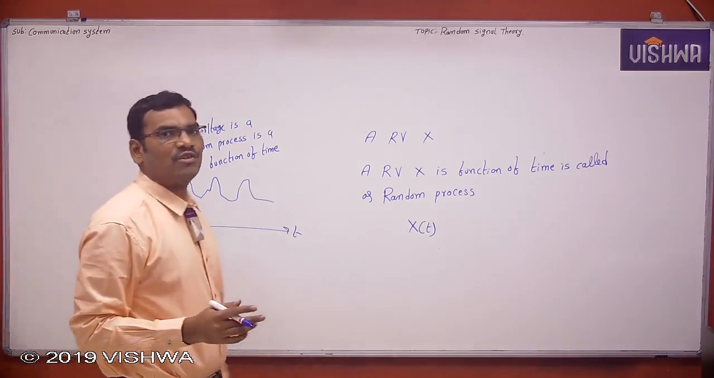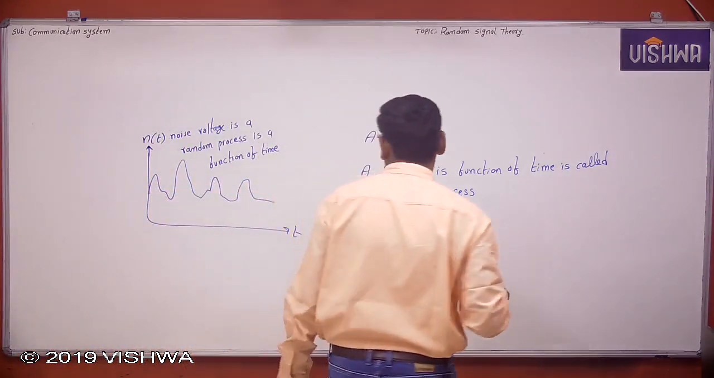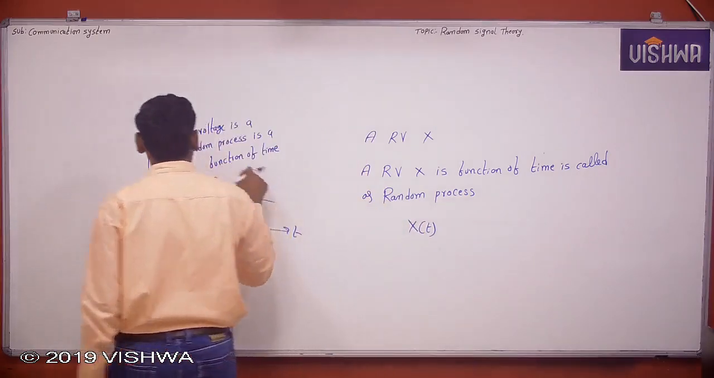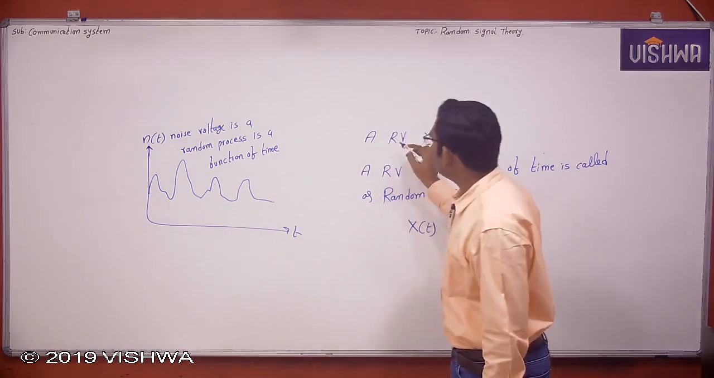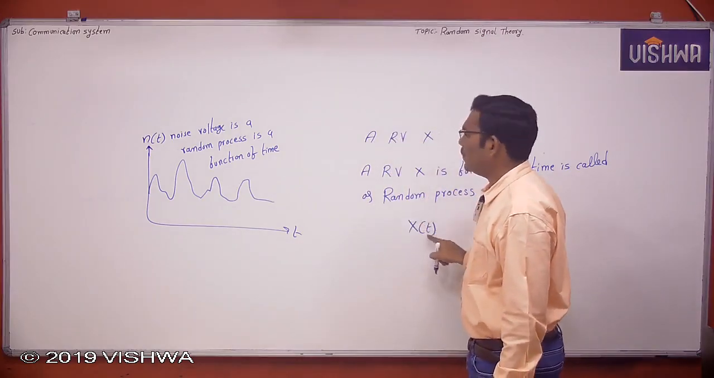Okay, the temperature of a city is also a random process, not a random variable, which is continuously varying with respect to time. Okay, this is a function of time. So therefore noise is not a random variable, the noise is a random process.